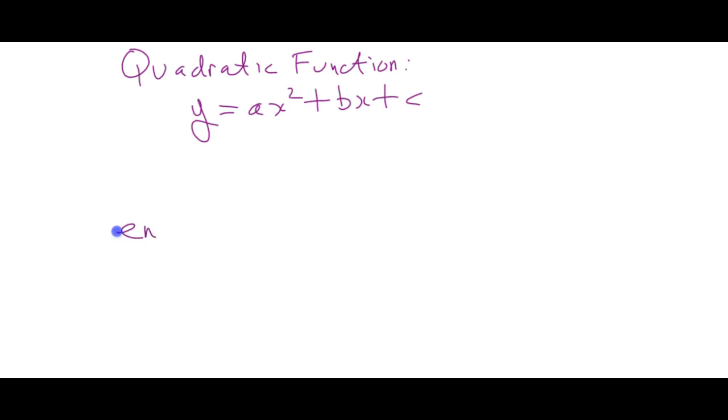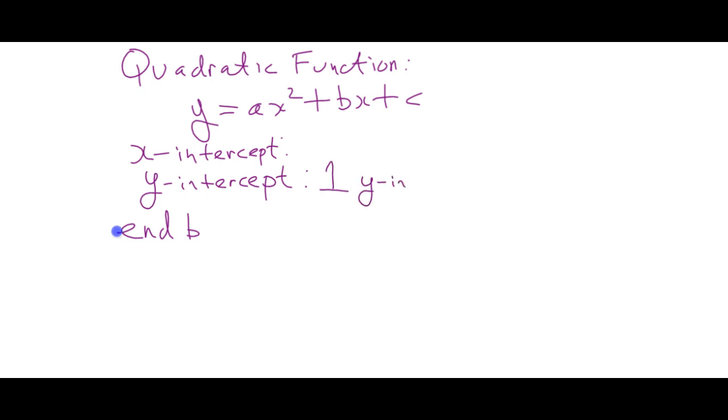So let's just write end behavior here. Leave some space, right? What do we got? X-intercepts? Y-intercept? What is the y-intercept? C, right? How many y-intercepts? One y-intercept? And it's y equals C.